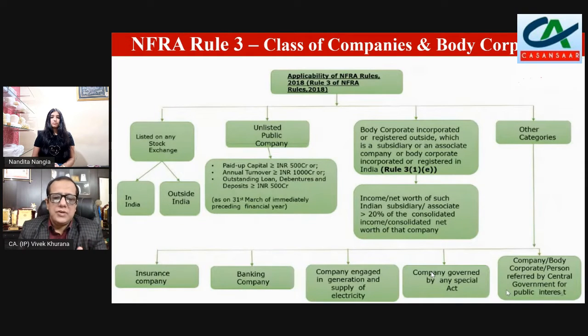and electricity company, if there is any, then a company governed under any special Act, and then a company or body corporate or person referred by the central government to the NFRA. So this is the rule. If you are the auditor of any of these companies or body corporates, then you have to file NFRA 2 form.